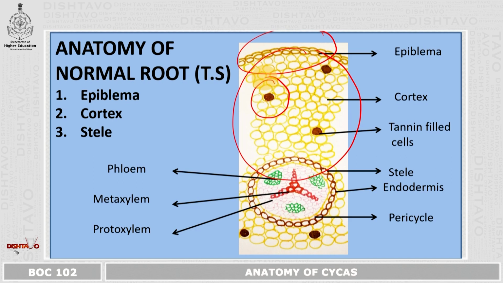The cortical region surrounds the central stele, comprising one-celled endodermis, followed by one-celled pericycle, which surrounds the vascular tissues like xylem and phloem. The stele is triarch in nature, and it is exarch, with metaxylem in the center and protoxylem towards the periphery.